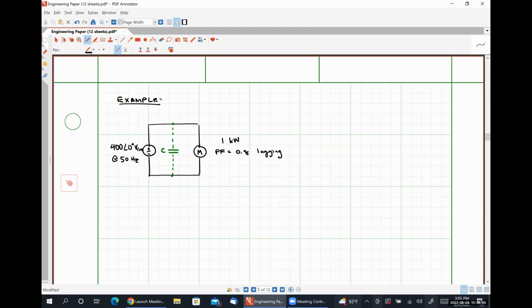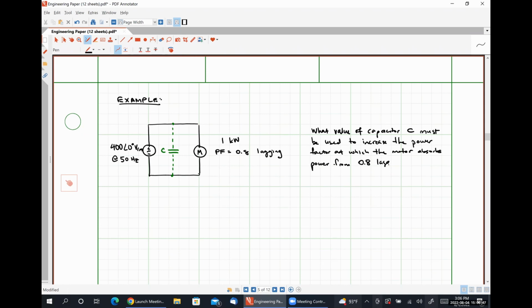So our target here is what value of capacitor C must be used to increase the power factor at which the motor absorbs power from 0.8 lagging to 0.975 lagging. Okay.